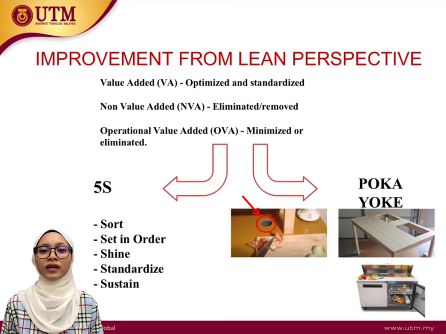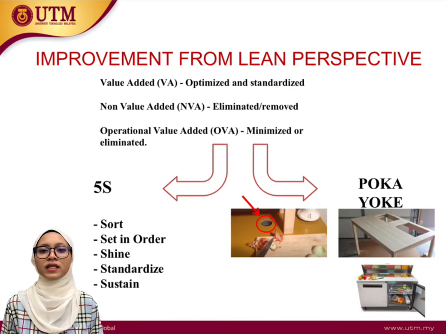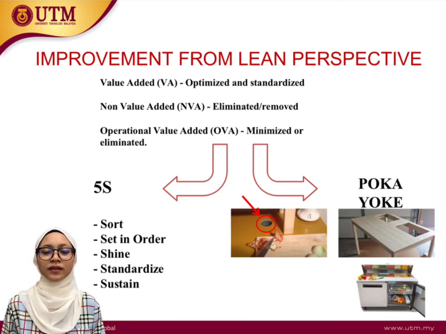Next, set in order. Everything needs to be organized and set, such as using labels, containers, and color codes, so that items can be found easily in less than 30 seconds, and also easily follow first in, first out (FIFO) stock rotation. The third S is shine. A place that is clean makes it easier to maintain the quality and service to customers.